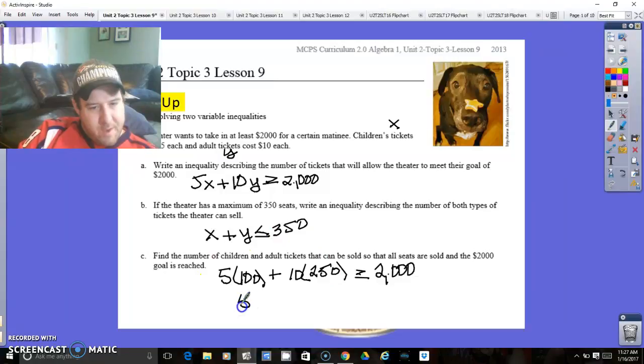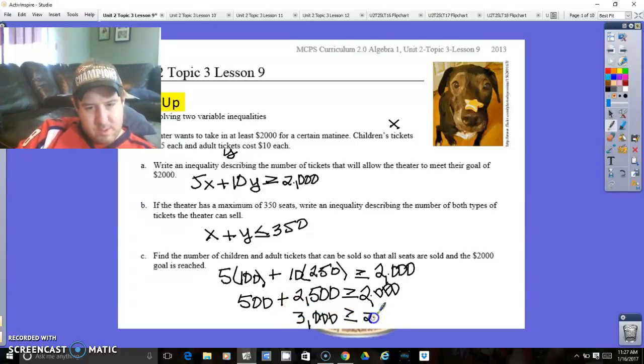So this is going to make $500 in child seats, and it's also going to make $2,500 in adult seats. And that is going to be greater than the $2,000. Matter of fact, that's going to be $3,000. And once again, that is greater than $2,000. Okay, so there's the warm-up.